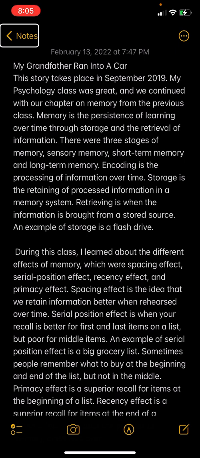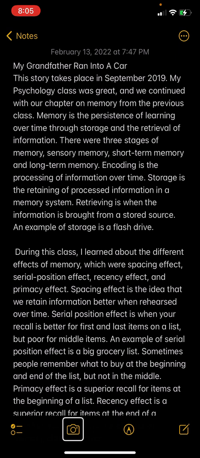After we talked about that, we went on to explain the different effects of memory. The spacing effect is when we remember better when we rehearse over time. There is serial position effect, and that is when your recall is better on the first and last items of the list, but not in the middle. An example of that is a huge grocery list, because sometimes people remember what to get first and last, but they don't remember what to get in the middle. That's an example of that.